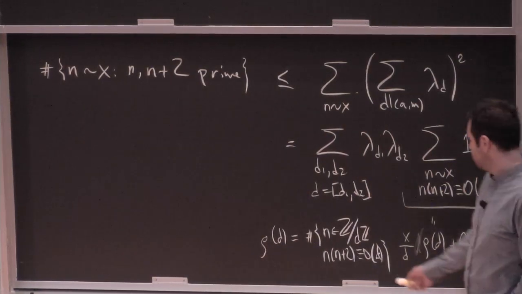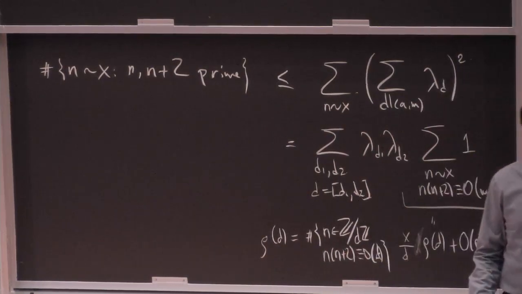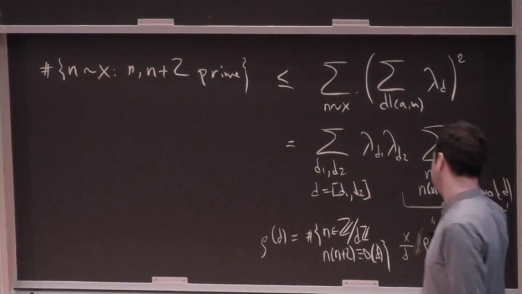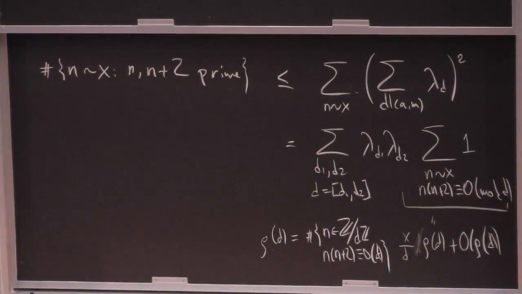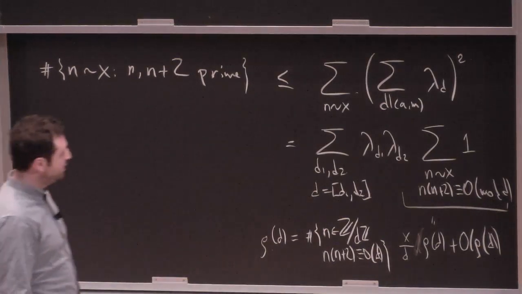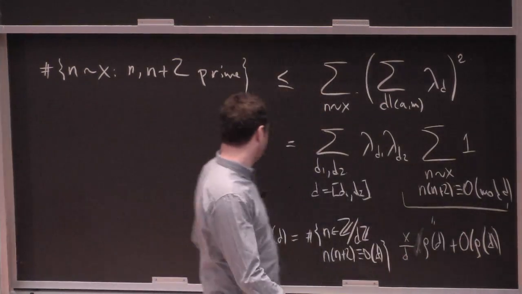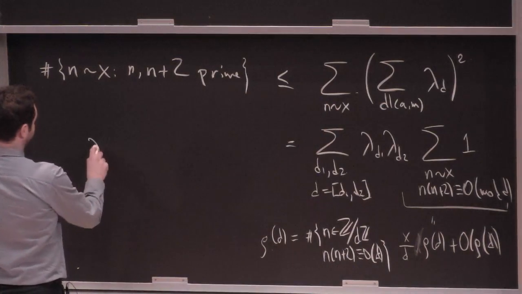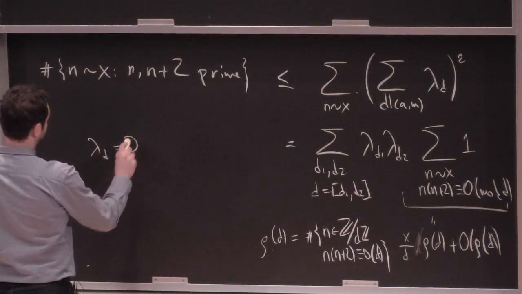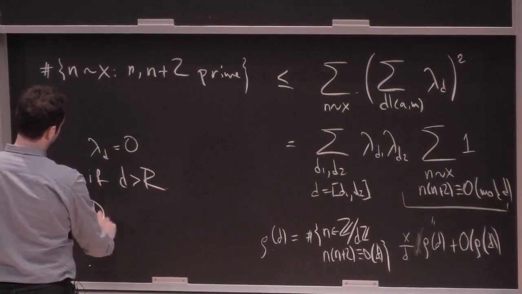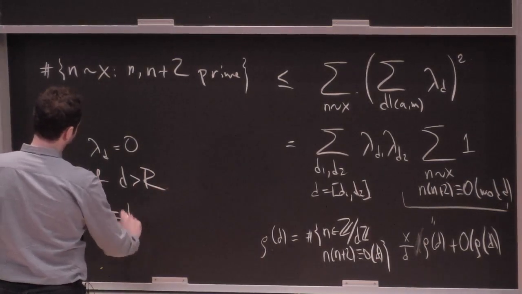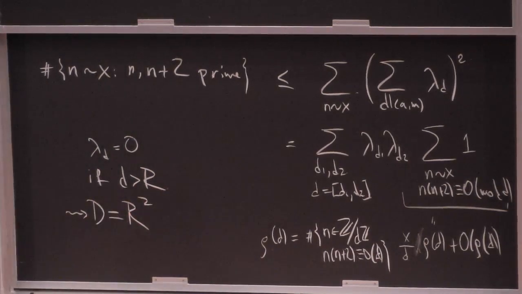Okay, so this is essentially the divisor function, because when d is odd and square free, it is actually the divisor function. And then let's just ignore the error term. To ignore the error term, one should assume that lambda of d would be 0 if d is greater than R, and this leads to a parameter capital D, which is R squared.